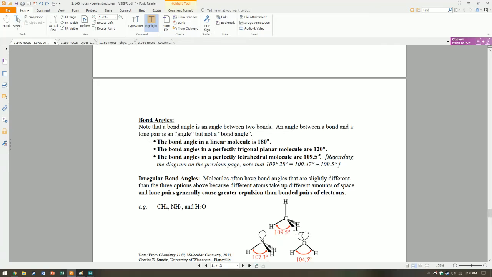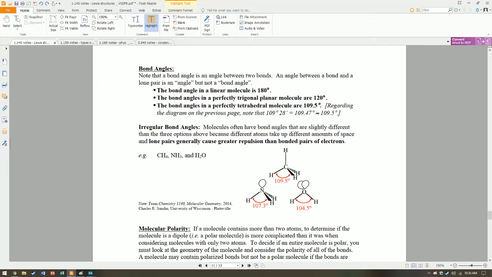So yeah, a bond angle is the angle between two bonds, so that's pretty obvious. An angle between a bond and a lone pair is an angle, but it's not necessarily a bond angle. So in a linear molecule, it's 180. In a trigonal planar molecule, it's 120. And in a perfect tetrahedron, it's 109.5.